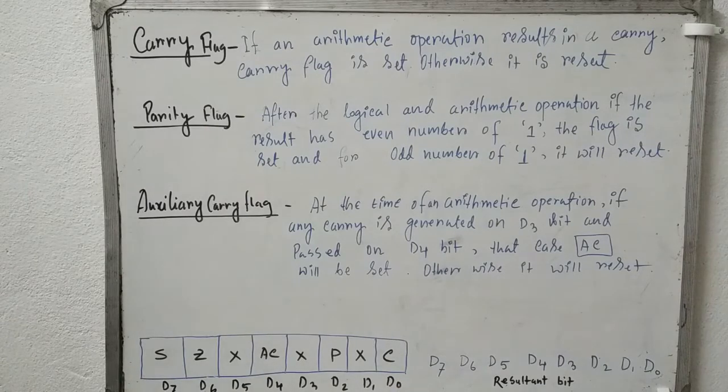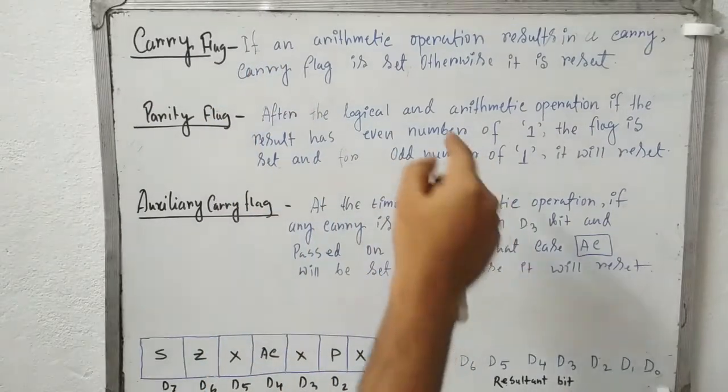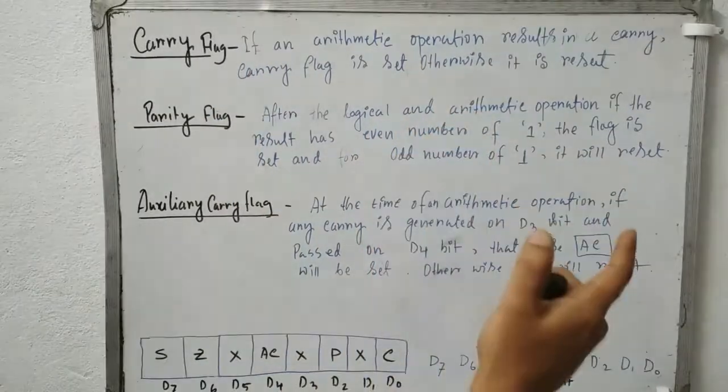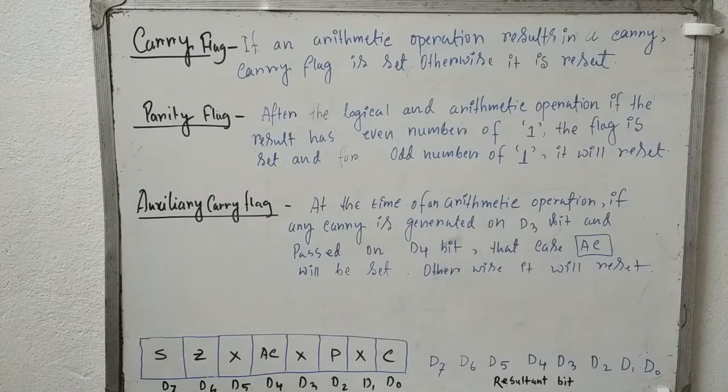So what is the carry flag? Our first discussion is the carry flag. If an arithmetic operation results in a carry, the flag is set, otherwise it is reset. What does it mean? Suppose you have taken two numbers for addition, and after the addition you have got a result that is larger than 8 bits. That means it will obviously generate a carry.